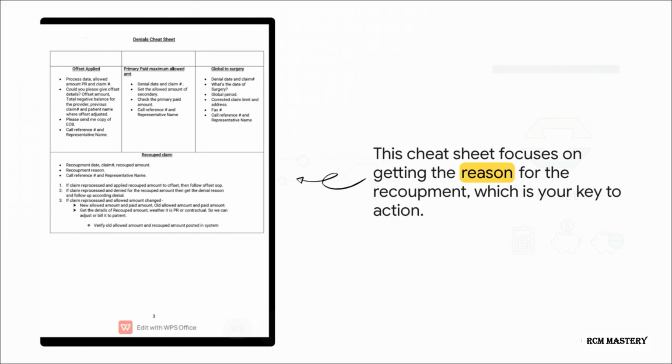And check this out, this is taken right from a denials cheat sheet, and it's basically your action plan. Notice how the first thing it tells you to do is investigate. You need the recoupment date, the reason, the original claim number. This isn't just about making a note, it's about building your case. We'll dig into this checklist a little more in just a bit.